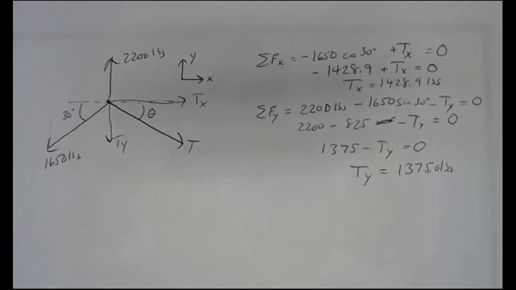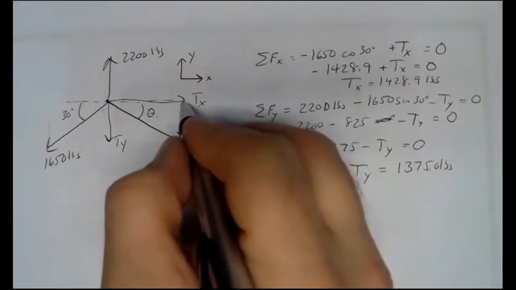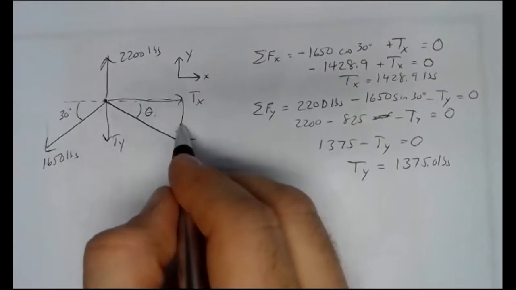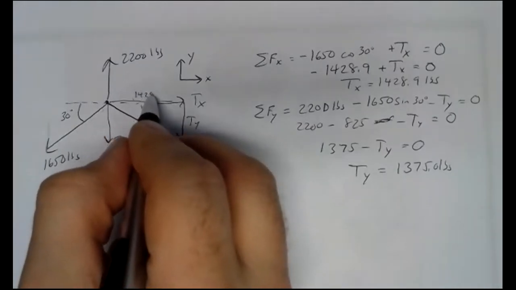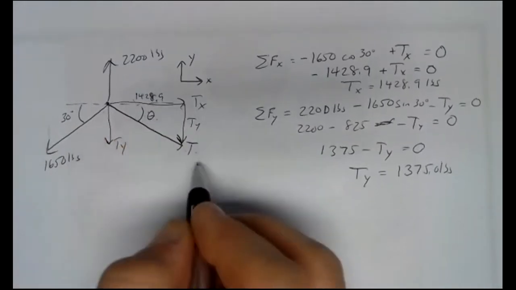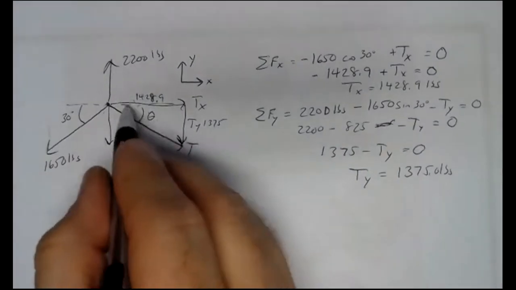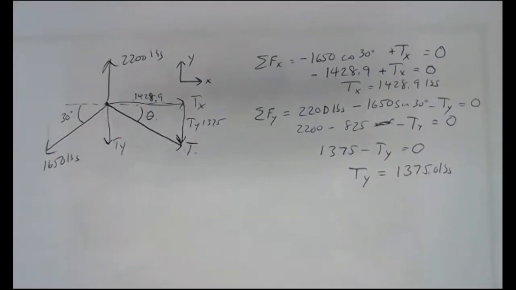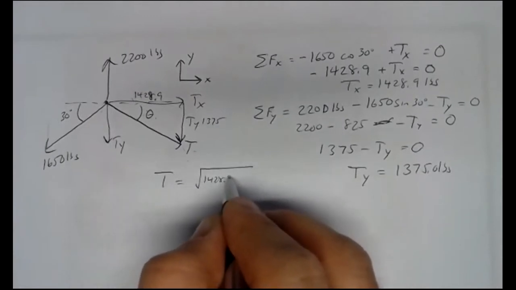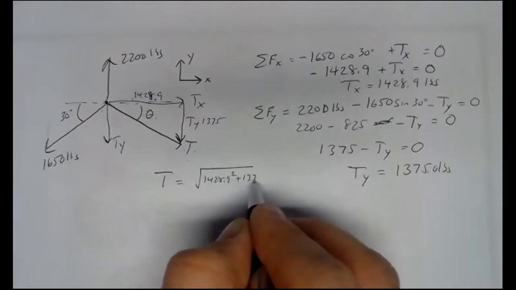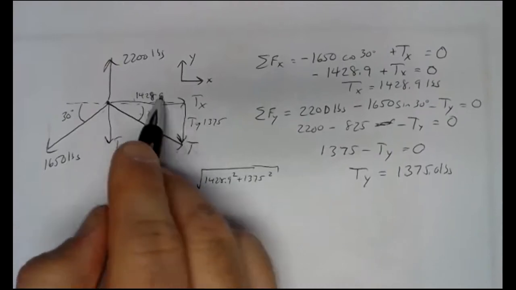Now that's not the end of the problem. The problem specified tension and angle. So we have to build that. We can pick up this Ty vector and move it over here. So we've got Tx is 1428.9 pounds. Ty was 1375. So from that, Pythagorean theorem will tell us the magnitude. So T is going to be the square root of 1428.9 squared plus 1375 squared.